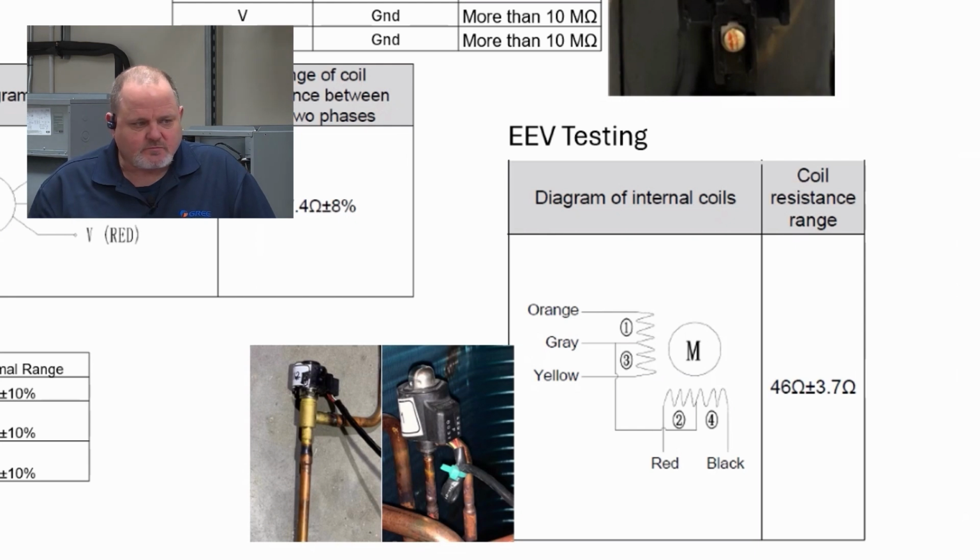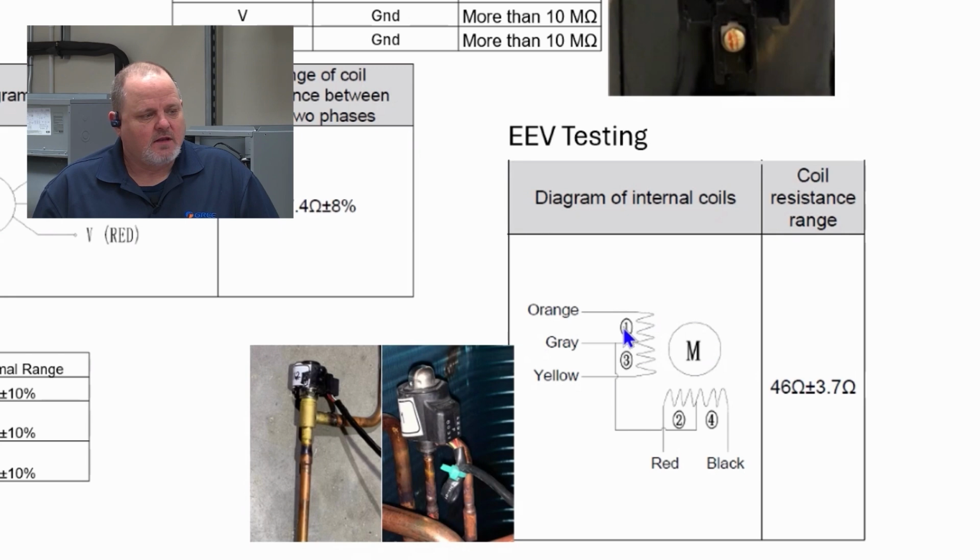Excuse me. If you don't have this diagram with you, you don't have to have it. You can actually simply take the Molex plug for that EEV, put your meter lead on the far end of the plug, and then daisy chain through the rest. So if I leave my black lead on orange and I go to gray, I'm going to read 46 ohms. If I go orange to yellow, I'm going to read roughly double that, right? Because I'm reading 2 windings.